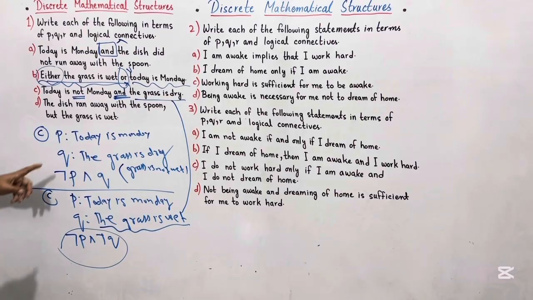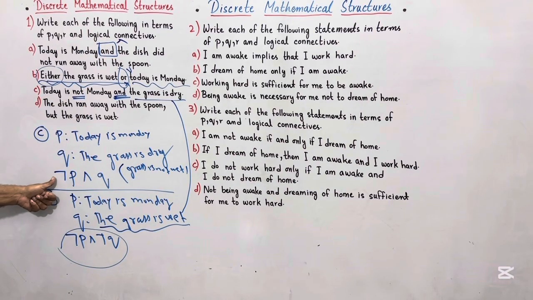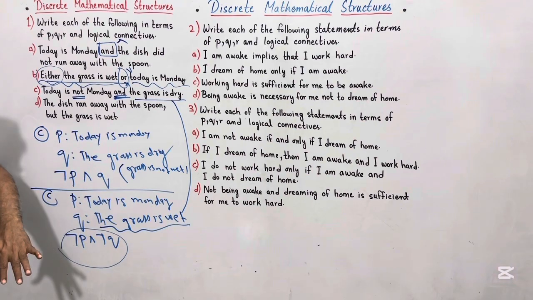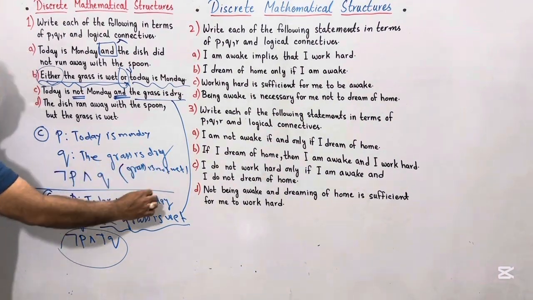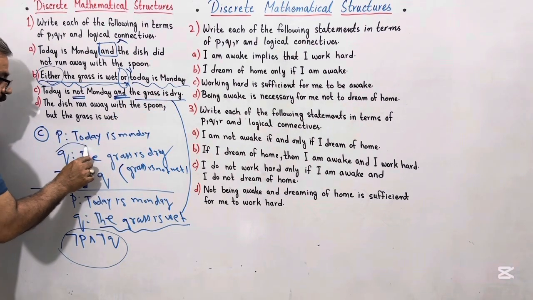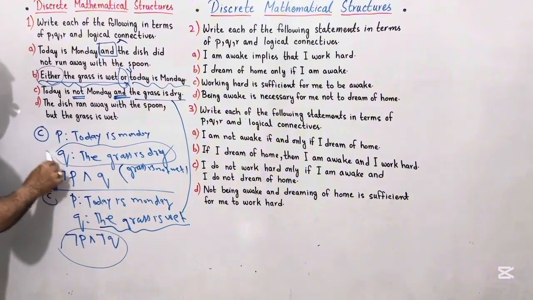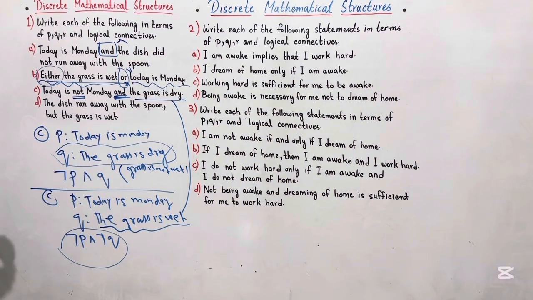Here, today is Monday, we have taken as the basic proposition, and here, today is not Monday, we have written not P. We have taken the basic proposition as the grass is dry, and in that case we have written it as Q, because we have taken the basic proposition as Q. It all depends on how you are naming them.